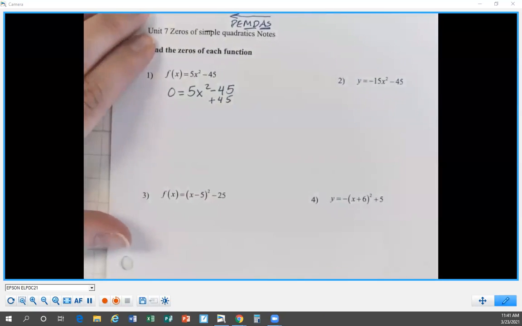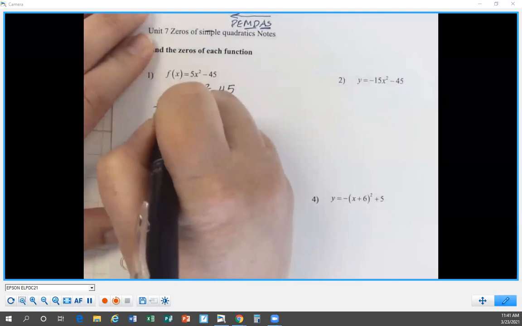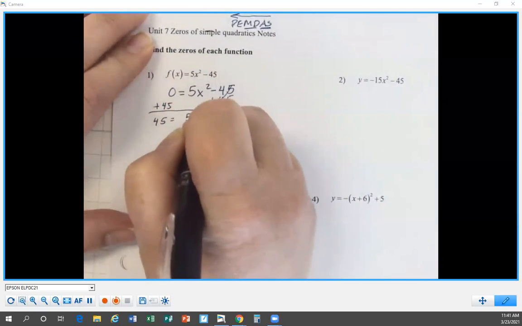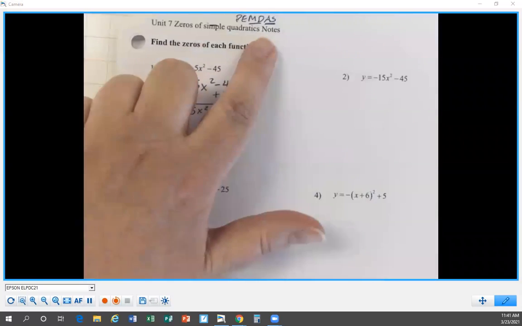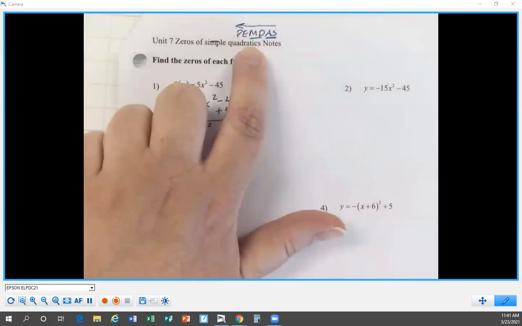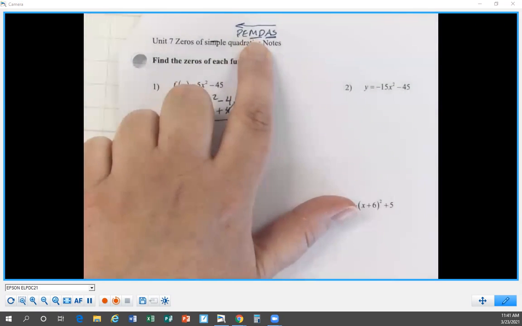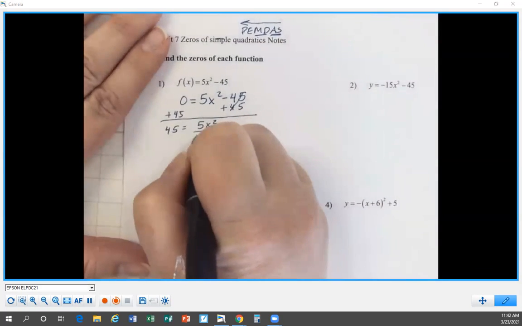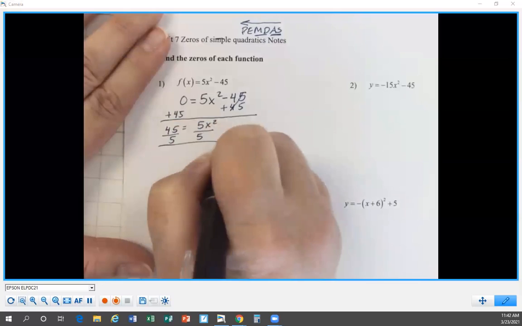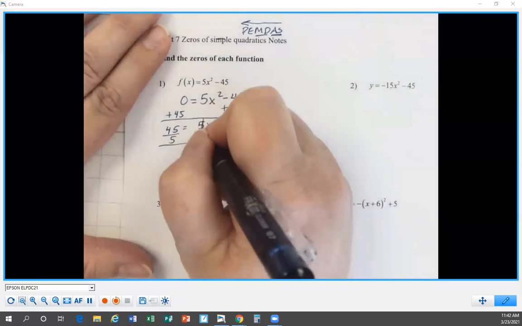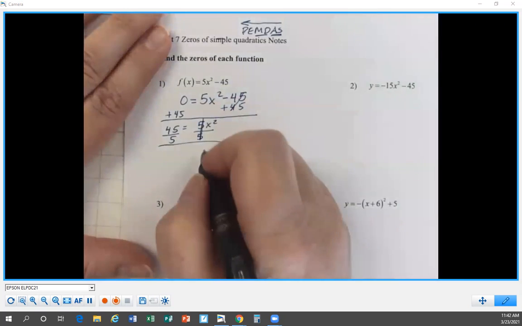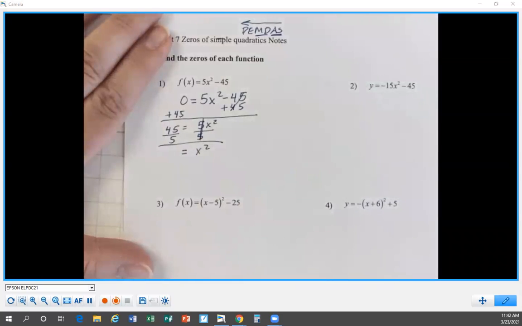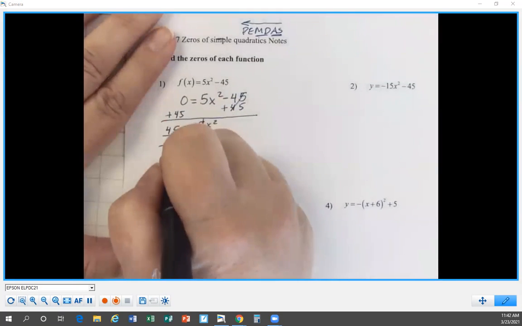Whatever we do to one side of the equal sign, we have to do to the other. Add 45. So we get 45 equals 5x squared. We're done with the addition and subtraction. Is our variable term, the x, being multiplied or divided by anything? Yes. It's being multiplied by 5, so we need to divide by 5. 5 divided by 5 is 1. So we have 1x squared, so x squared. Bring down the equal sign. And 45 divided by 5 is 9.